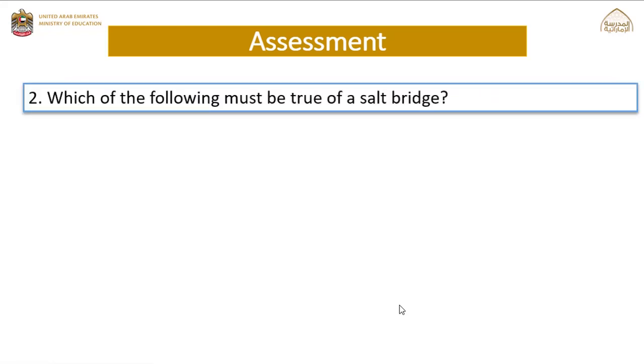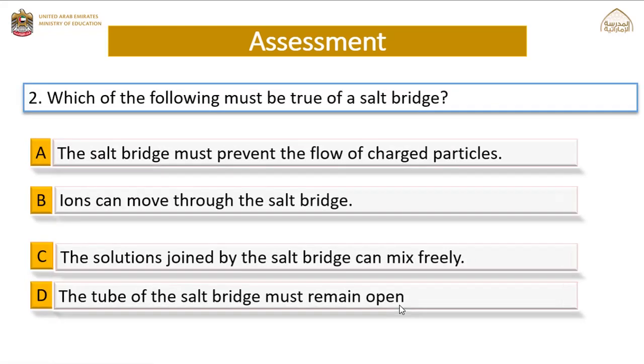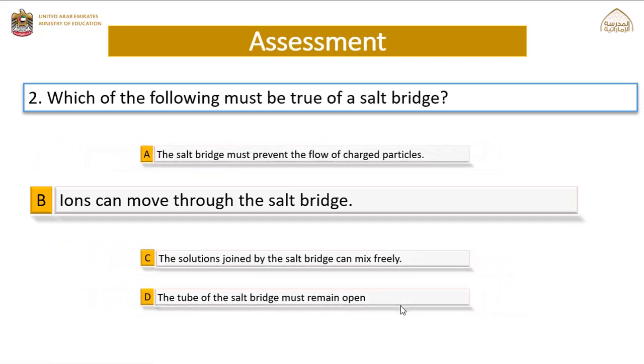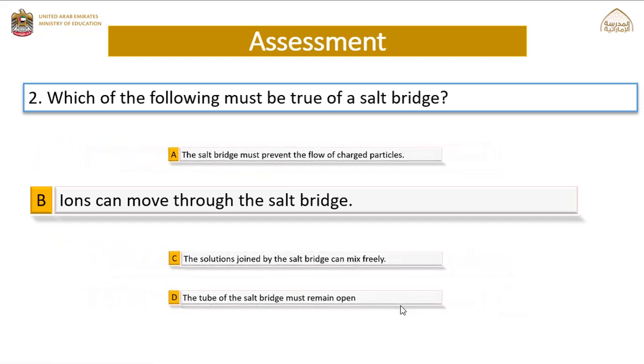Which of the following must be true of a salt bridge? A. A salt bridge must prevent the flow of charged particles. B. Ions can move through the salt bridge. C. The solutions joined by the salt bridge can mix freely. D. The tube of the salt bridge must remain open. The answer would be B. Ions can move through the salt bridge.